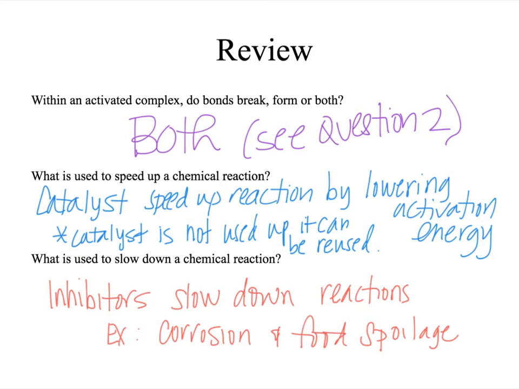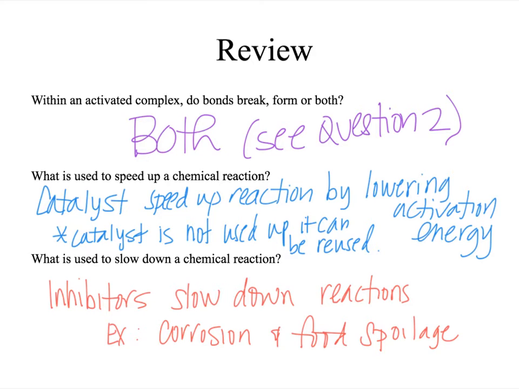Then we have, what is used to speed up a chemical reaction? And remember, when we're speeding up a chemical reaction, that is a catalyst. The catalyst will speed it up by lowering the activation energy. And I need to make sure you understand that when we have a catalyst, it is not being used up in the reaction. We actually could reuse that catalyst. A lot of times it'll be cleaned up and regenerated and can be reused, which makes it cost efficient when you're doing it in production of manufacturing facilities.